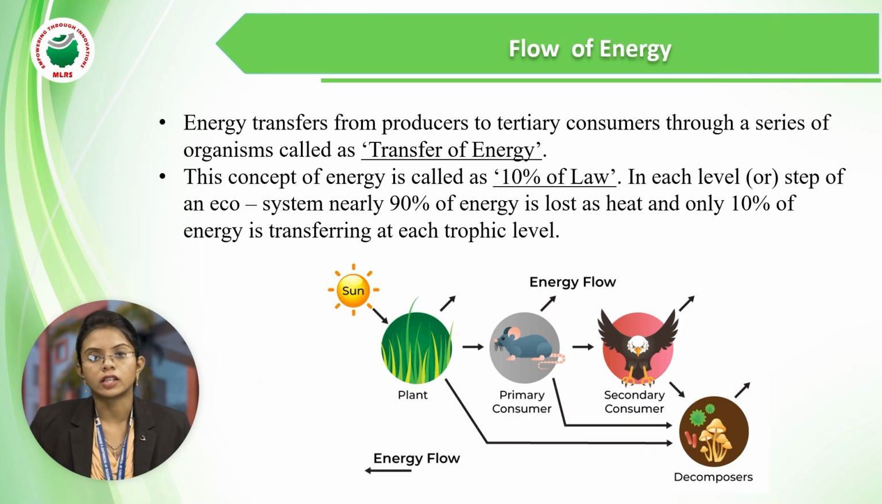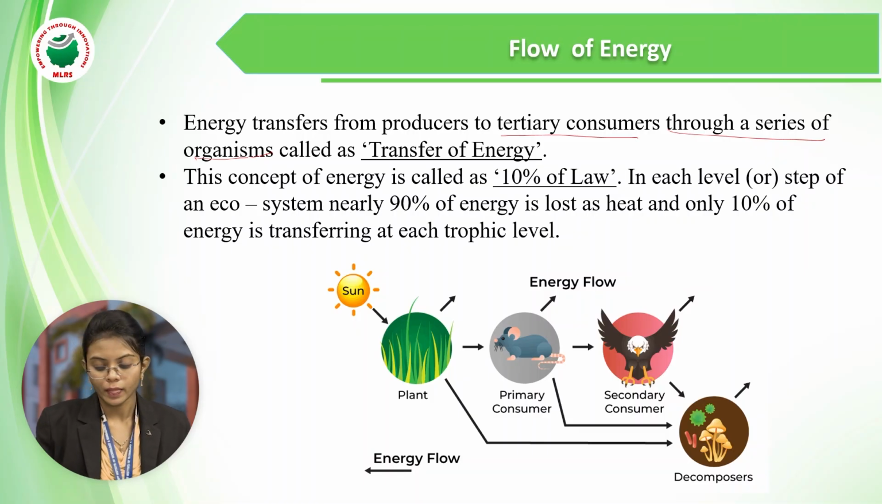So what is the flow of energy? Energy transfers from the producers to the tertiary consumers. As we have seen in the food chain before, a food chain starts with the producers. Producers are the plants, and it ends with the tertiary consumers. So flow of energy is nothing but the transfer of energy from the first level, that is producers, to the tertiary consumers through a series of organisms, as seen in the food chain.